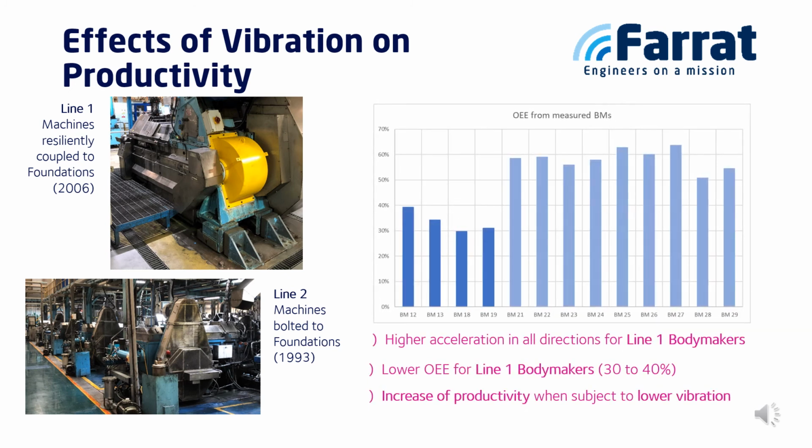This histogram presents productivity data recorded over 6 months between March 2020 and September 2020 on body makers from lines 1 and 2. The criterion used here is the overall equipment effectiveness, which is a measure of how well a manufacturing operation is utilized, compared to its full potential during the periods when it is scheduled to run. It identifies the percentage of manufacturing time that is truly productive. For example, an OEE of 100% means that only good parts are produced, 100% quality, at the maximum speed, 100% performance, and without interruption, 100% availability.